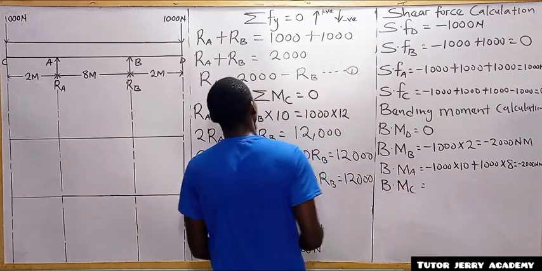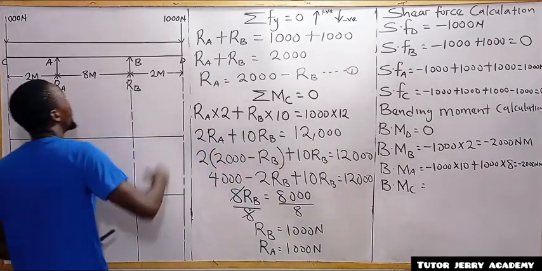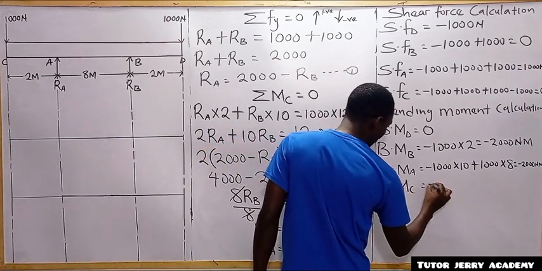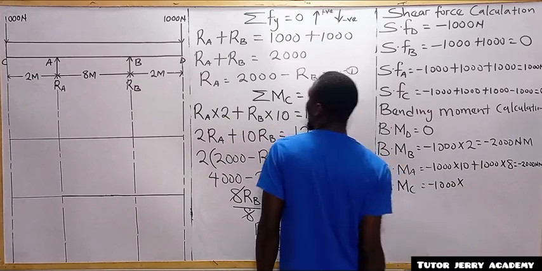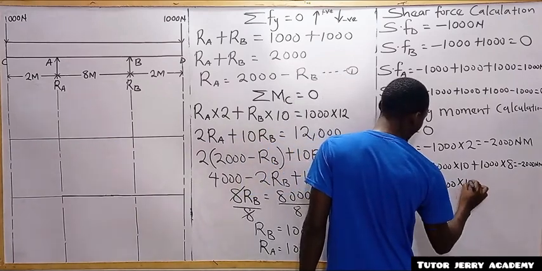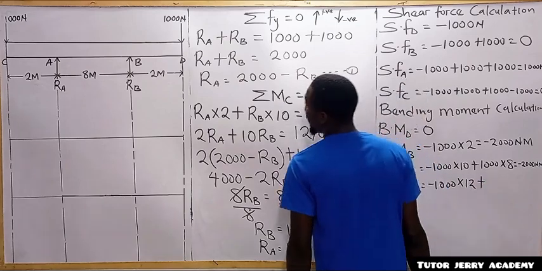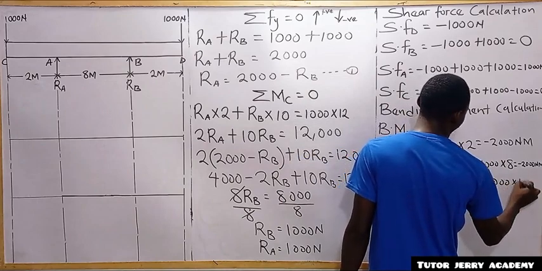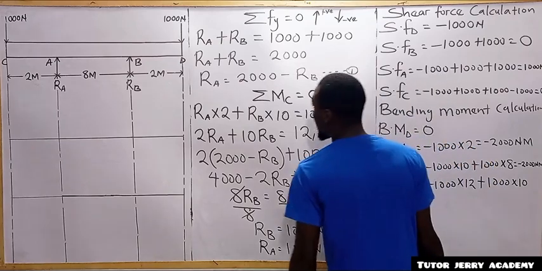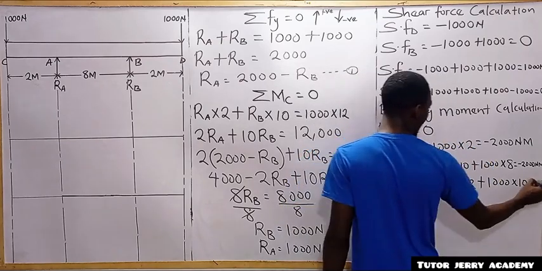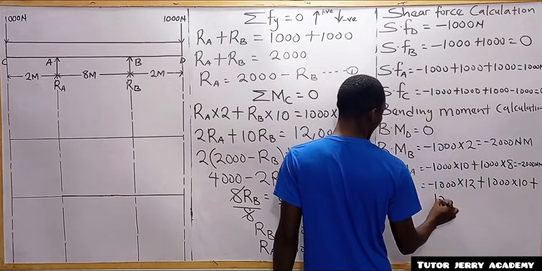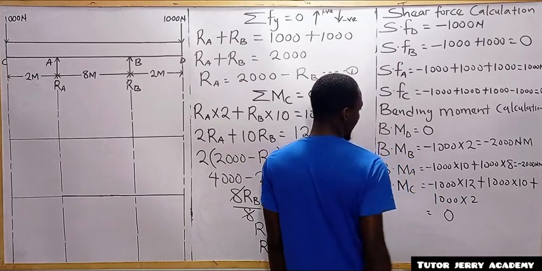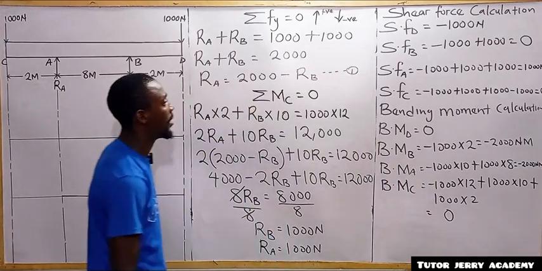All right, the bending moment at C. If you stand at C, you are going to have minus 1000 multiplied by the total distance, which is 12, plus ROB multiplied by 10. Our ROB is 1000 multiplied by 10, then plus ROA, 1000 multiplied by 2. So if you do your math, you are going to get 0. So that is what you are going to have.